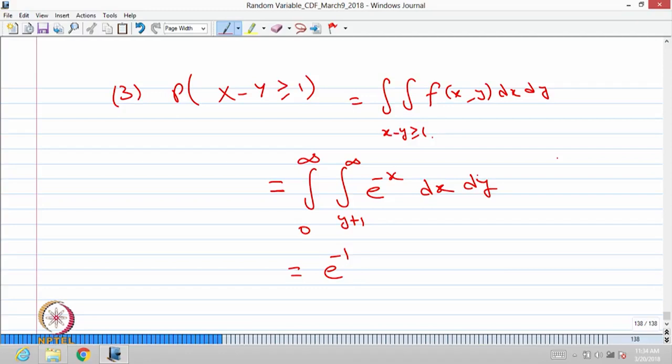So, this is a way one can find the probability of any Borel set by integrating the joint probability density function over the range.